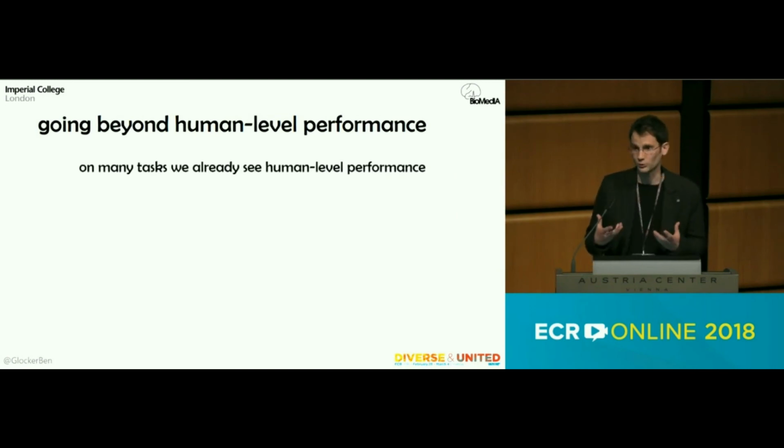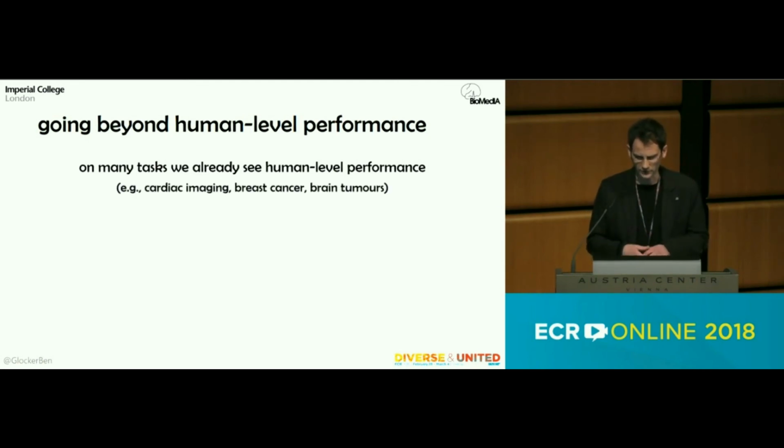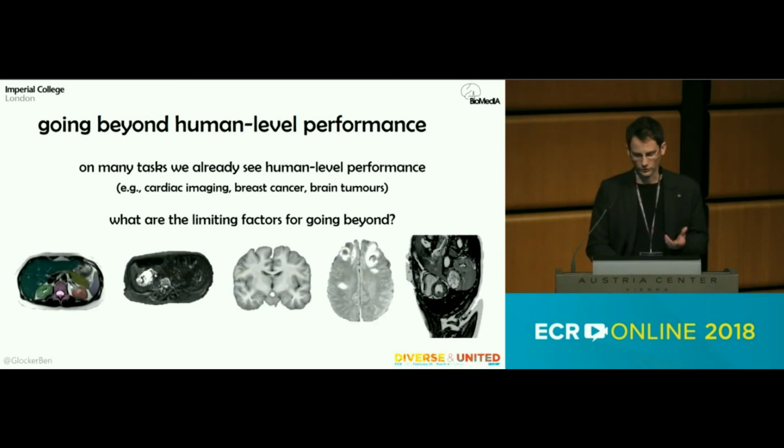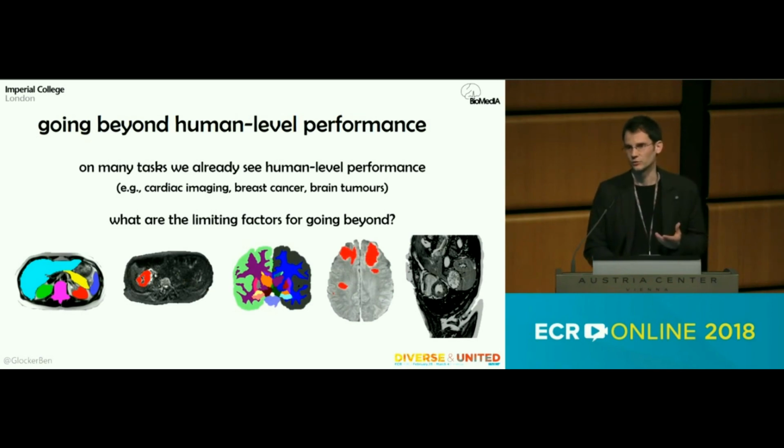So hopefully I could convince you that deep learning methods can achieve human level performance on some tasks. Cardiac imaging, breast cancer, brain tumors are maybe among them. The question is, what are the limiting factors for going beyond? Obviously, it's the input. So we train on manually segmented data, so we can only be as good as this. So it's important to know this limitation, and it's also important to have the right expectations of machine learning methods. What you feed in is what you can replicate. If you want to go beyond that, you need to think about what to feed in.